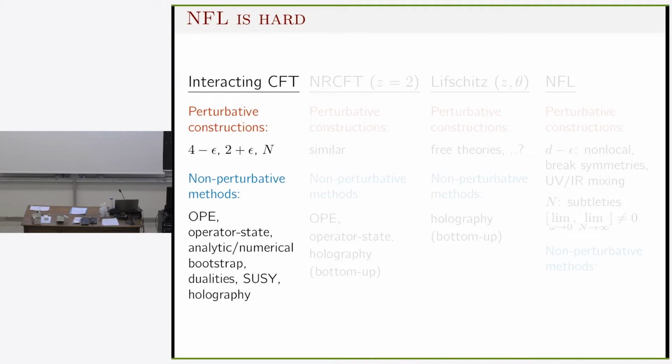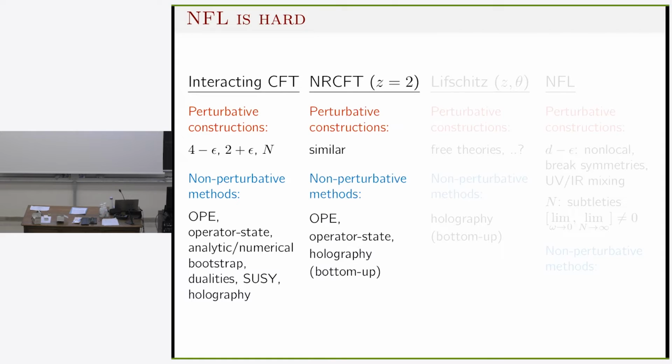If we take one step towards reducing symmetries, we could consider non-relativistic CFTs. Those have Galilean invariance, and time and space aren't related by Lorentz anymore. There's a dynamic critical exponent z that relates frequency and momentum, equal to 2.